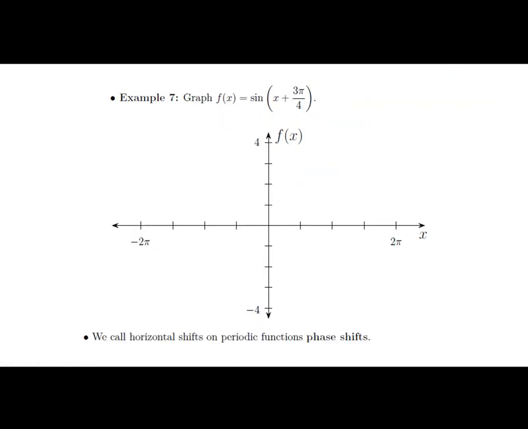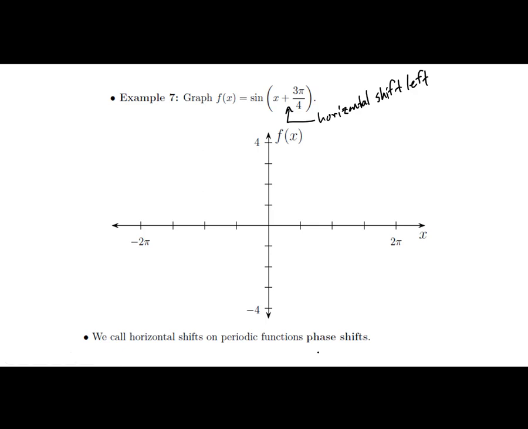So I do want to do an example where we show one more type of transformation. So this is what we would call a horizontal shift. And it would be a horizontal shift, remember, to the left. And the reason it's to the left, remember, is you think of this as things are happening 3 pi over 4 units sooner. So that's why we shift to the left. It's kind of the opposite of, I guess, what you might expect.